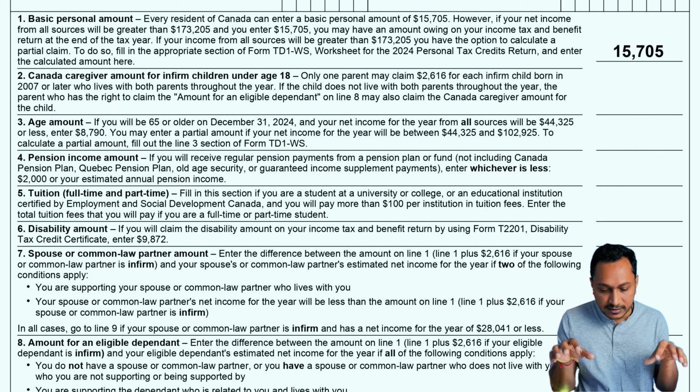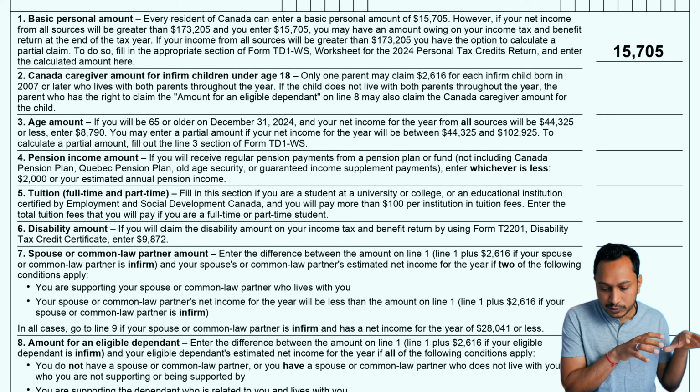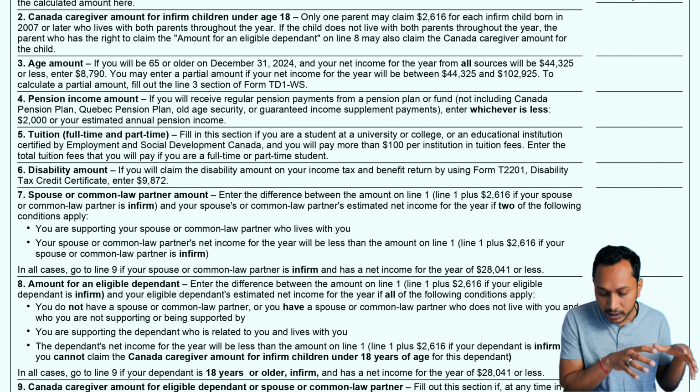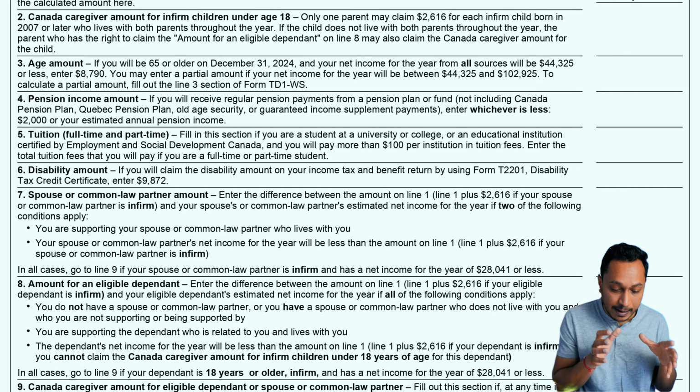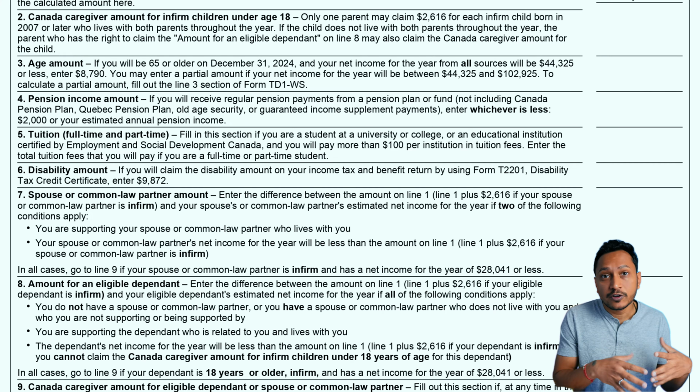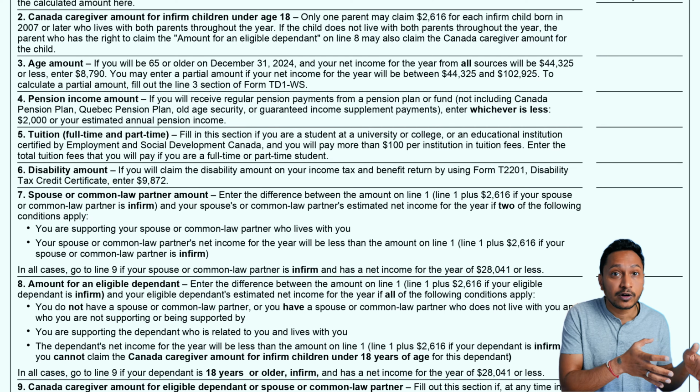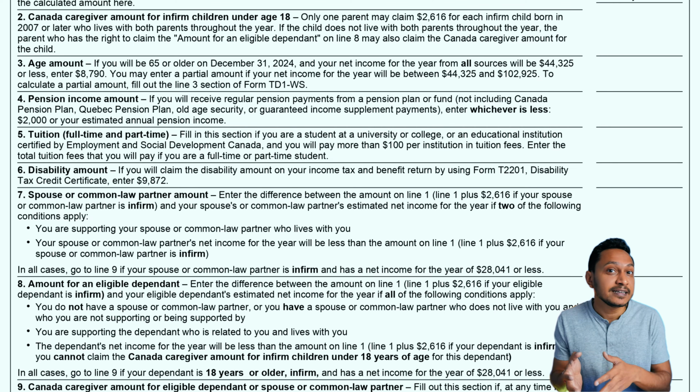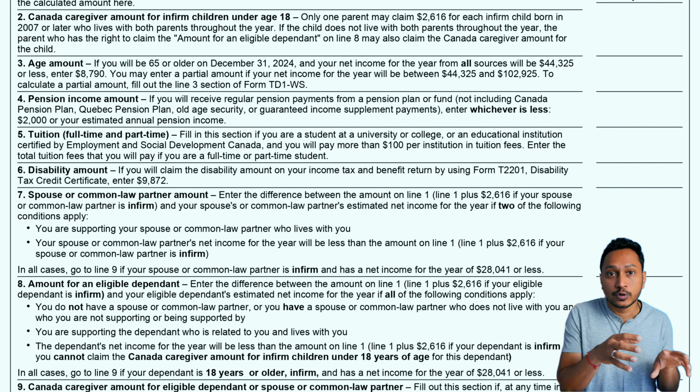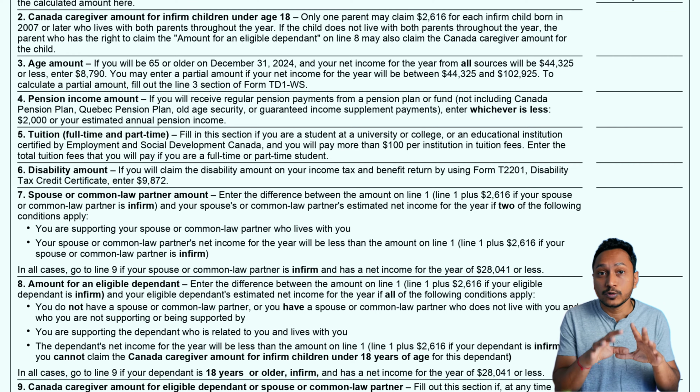As the form says, you have to fill out this section if you are a student at a university or college or an educational institution certified by Employment and Social Development Canada. So if you're doing any online courses or courses that are asked by your university but are not funded by your university, then in that case, you cannot enter those amounts, okay? So no Udemy, no Coursera, no those kinds of courses.